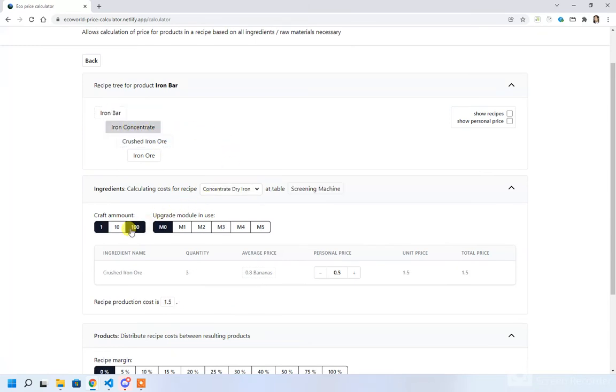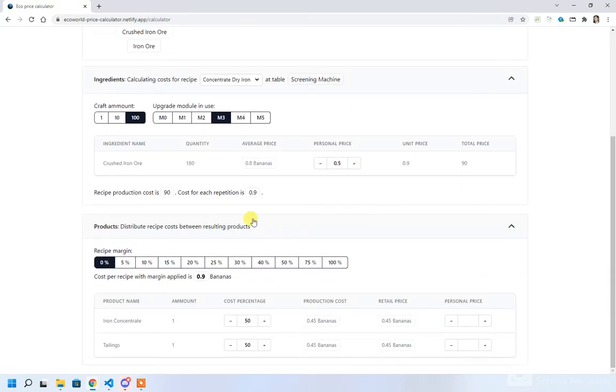For iron concentrate, let's also use the module 3. This costs 0.9 per repetition, and that 0.9 with the profit is going to have to be distributed between iron concentrate and tailings.